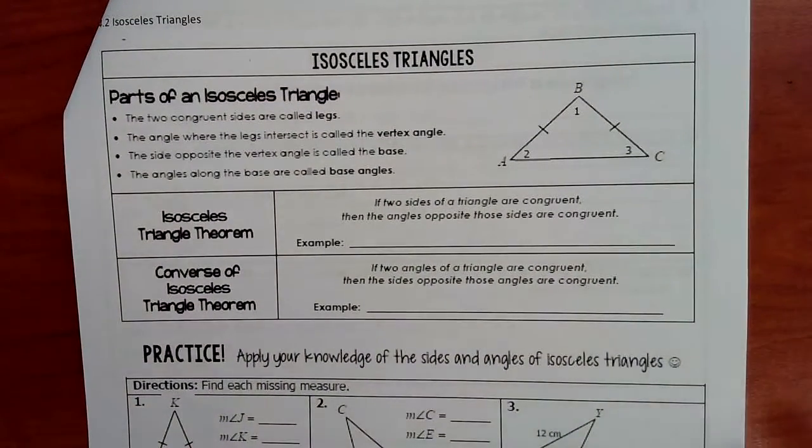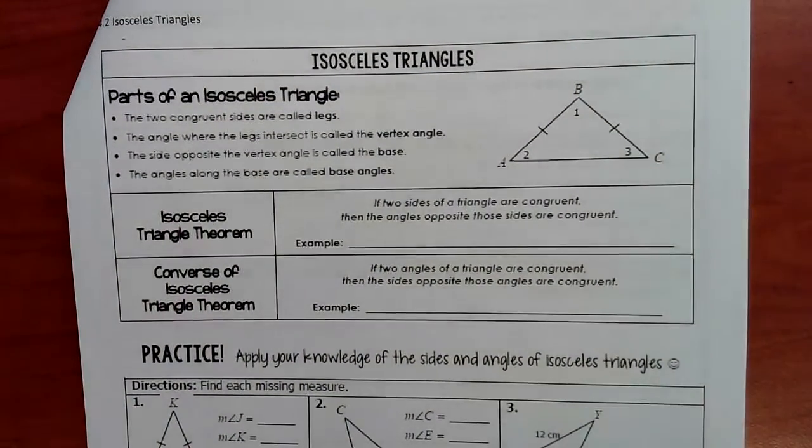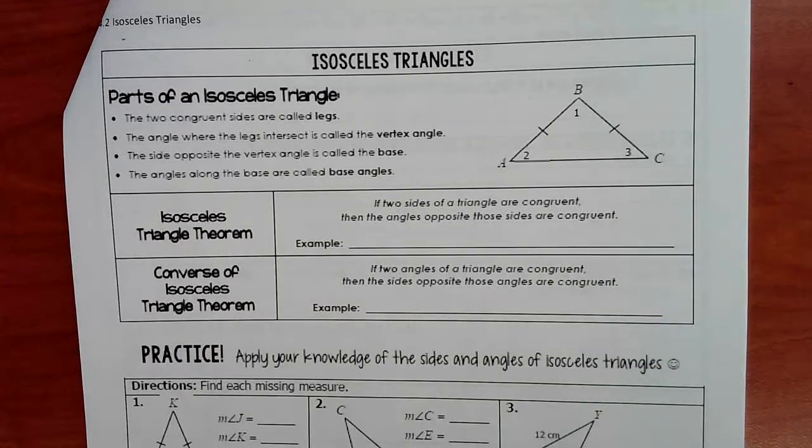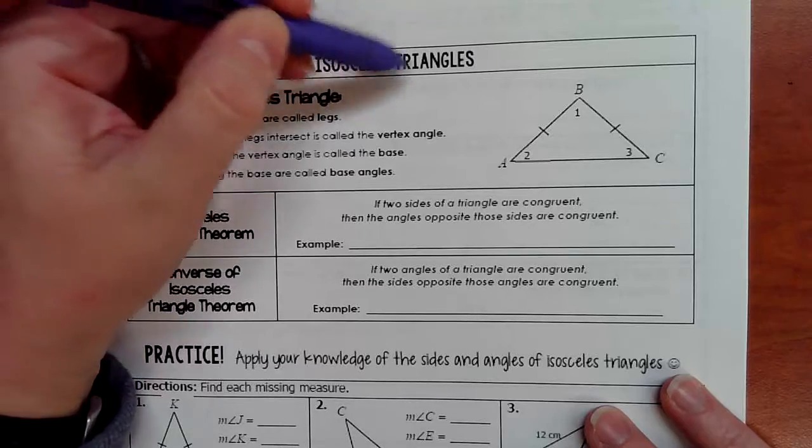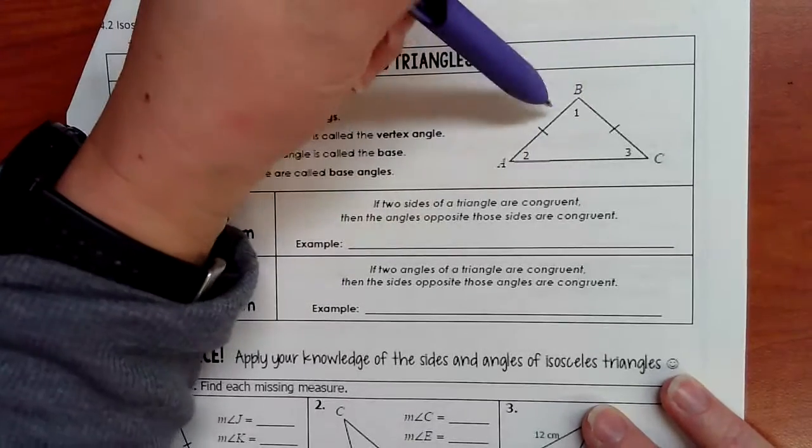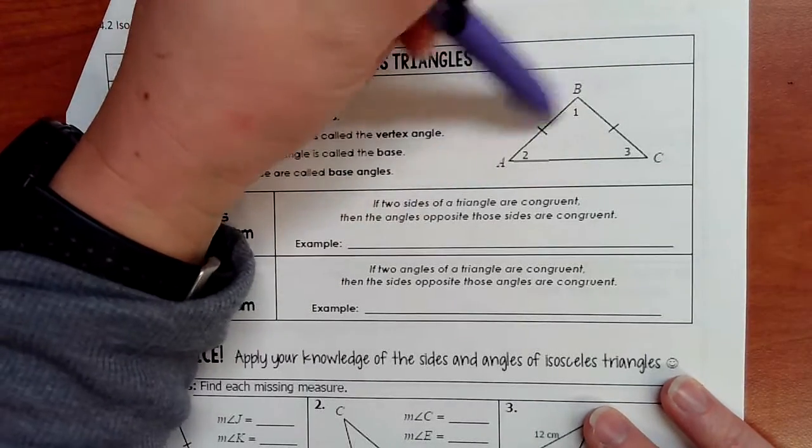All right, guys, we are on to our second to last section before the end of the semester. And today we're going to talk about isosceles triangles. So isosceles triangles, this is what one looks like. It's a triangle, so it has three sides.